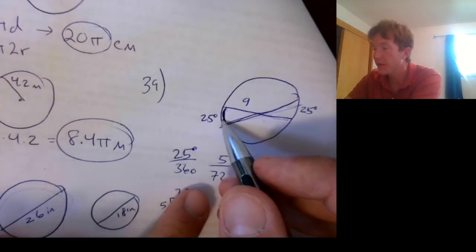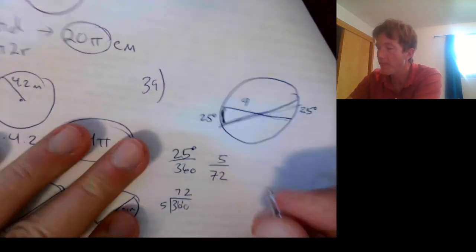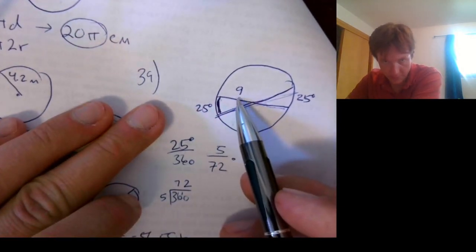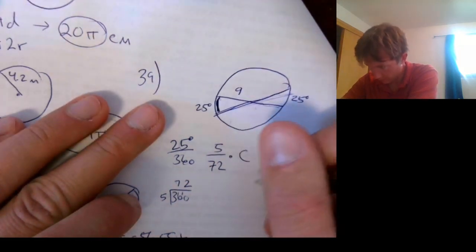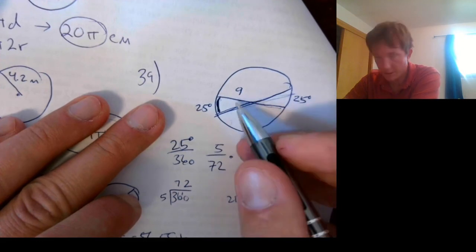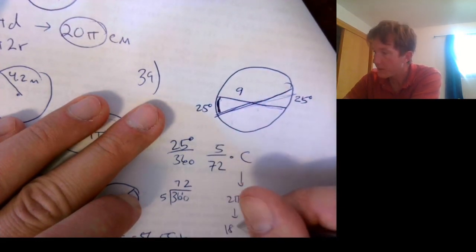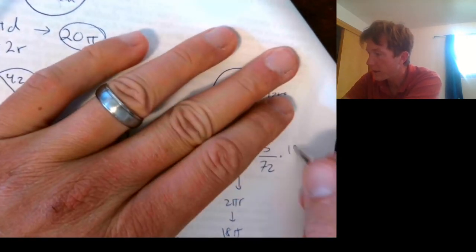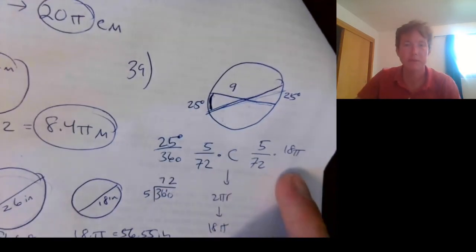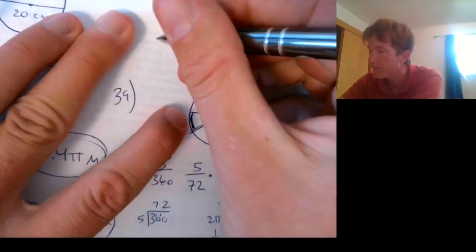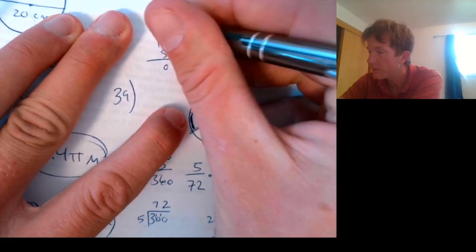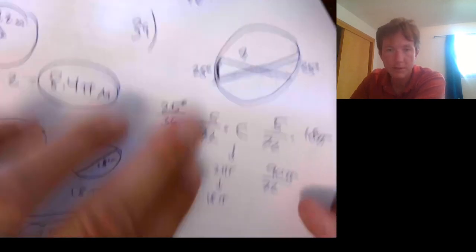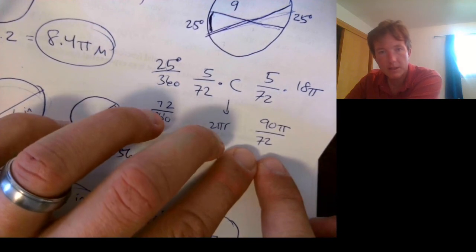So this is 5/72 of the circle, this little portion, and I'm going to multiply it by the circumference. The circumference here is 2 pi r, since the radius is given, so that's going to be 18 pi. So I'm multiplying 5/72 by 18 pi. Maybe this will work out for us. I'm going to do 18 times 5. 18 and 5, that's 90. So I get 90 pi over 72. And then I think I can reduce this.